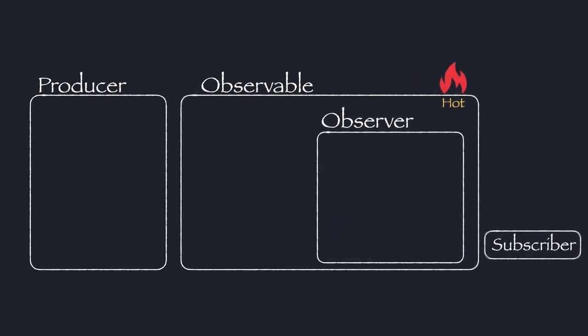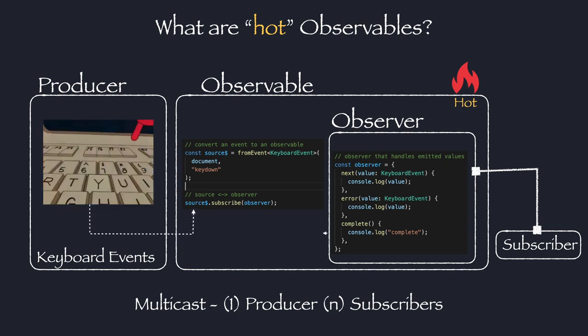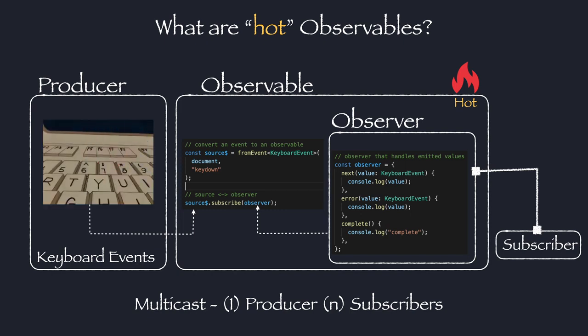Let's look at a real hot observable example. The keyboard event could be subscribed to by one or more subscribers. The keyboard event will fire away even if there are no subscribers, as it is outside the observable.